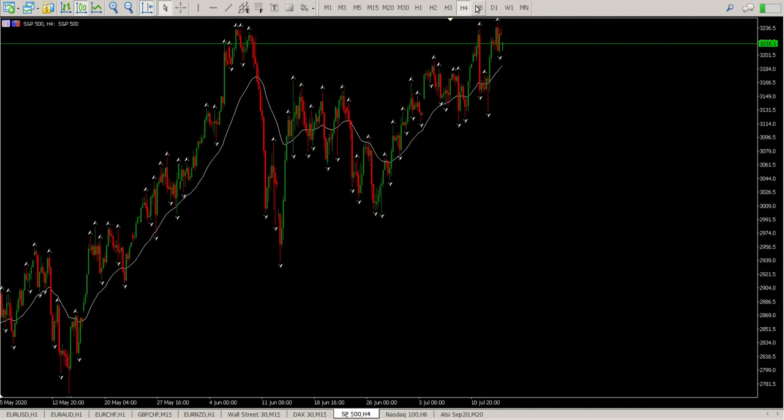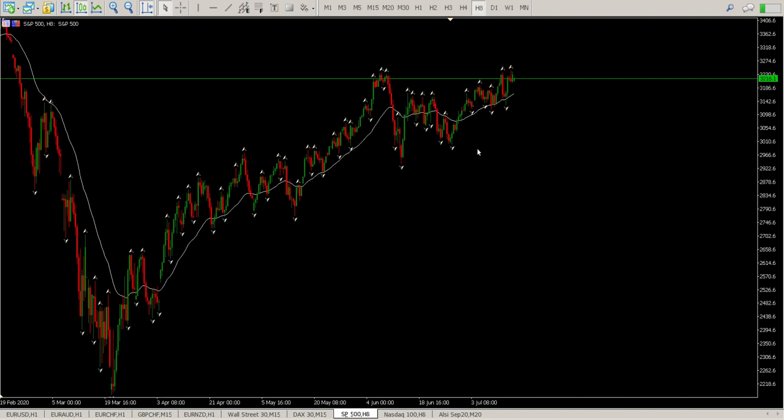Okay, so first thing I do is look at the 8 hour. Which way is it heading? I'm not really interested in lining up trend lines, etc. I just want to know what direction we are going in. And you can see we are generally heading up at the moment. So for this, I am only looking for longs.